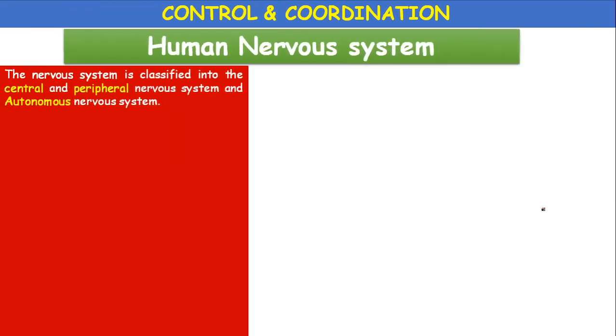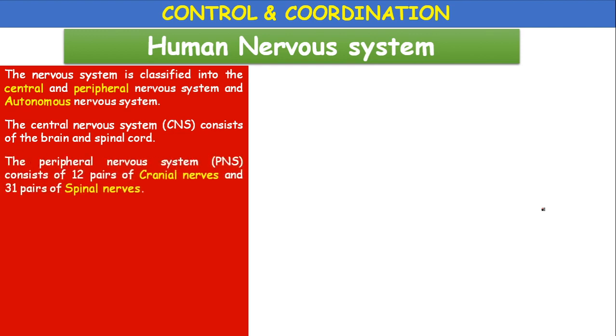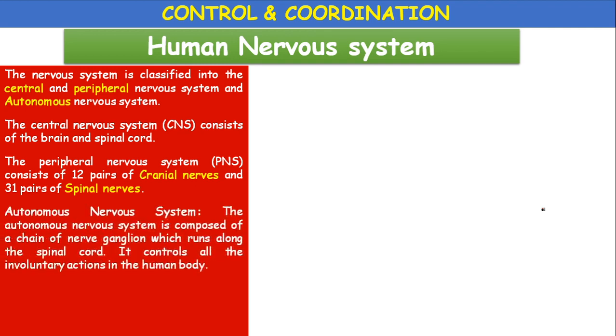So the human nervous system is classified into the central nervous system, peripheral nervous system, and autonomous nervous system. The central nervous system consists of the brain and spinal cord. The peripheral nervous system consists of 12 pairs of cranial nerves and 31 pairs of spinal nerves. A total of 43 pairs of nerves are present. They are called peripheral nerves.